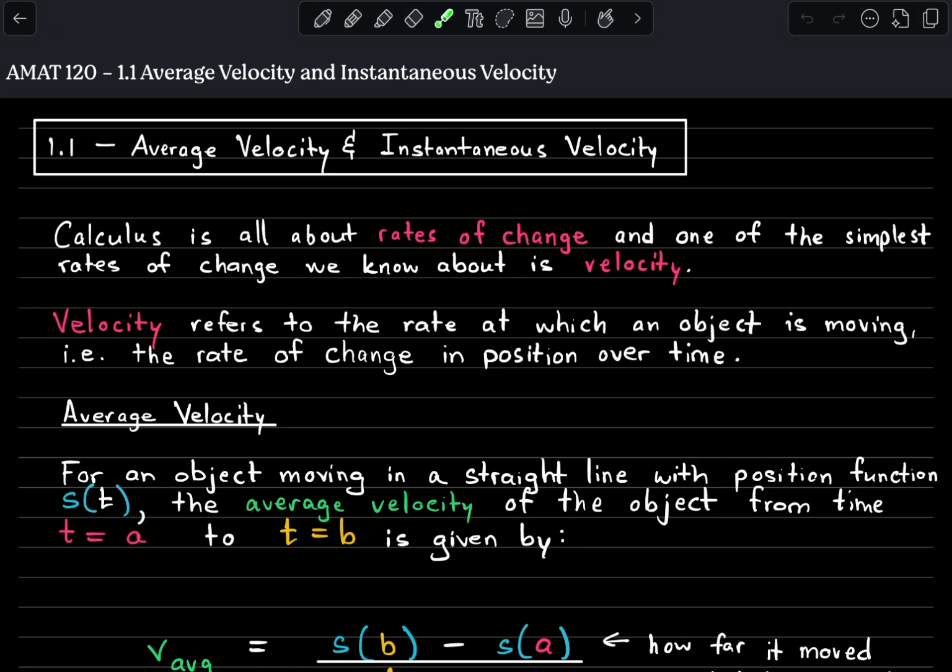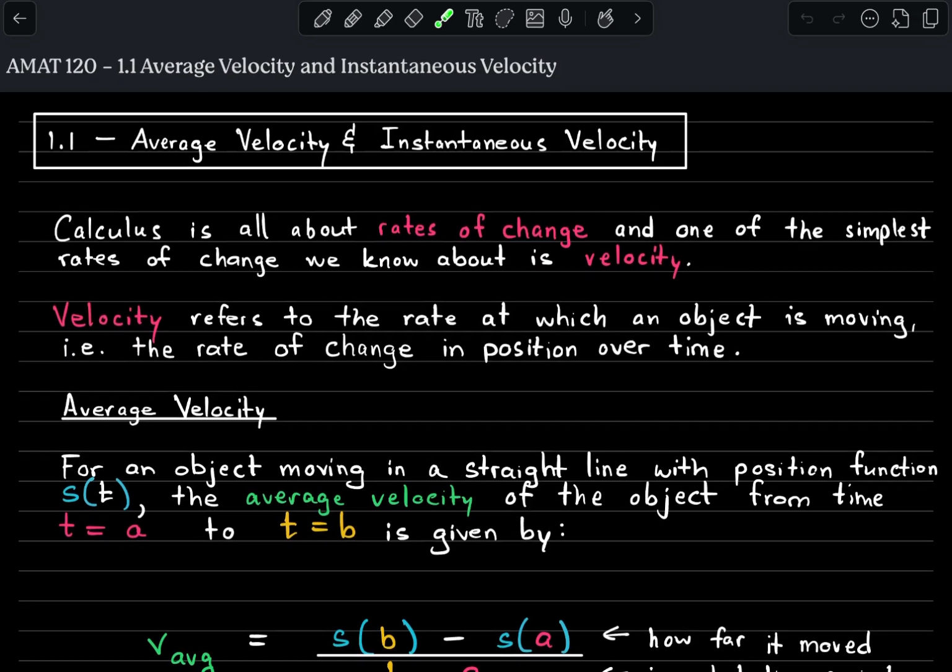Okay, so to start off with, calculus is all about rates of change. And one of the simplest rates of change that we know about is velocity. Velocity is going to refer to the rate at which an object is moving. In other words, it's the rate of change in position over time. So a little bit of a physical or physics motivation here.